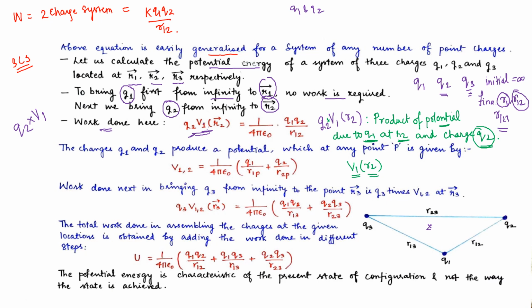Now we bring our charge Q3 into the system. Now in this system we have charge Q1 and charge Q2. So to define it, we will have Q3 into the potential due to 1 at R3 plus the potential due to 2 at R3. Both the charges will have some amount of potential. This charge gives some potential in this direction, and this charge gives some potential in this direction. So both will have equal effect on Q3.